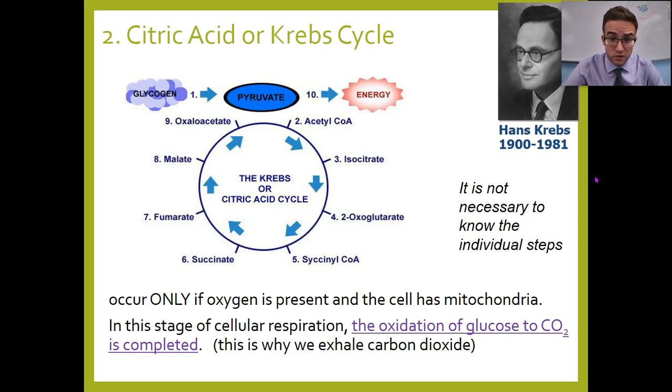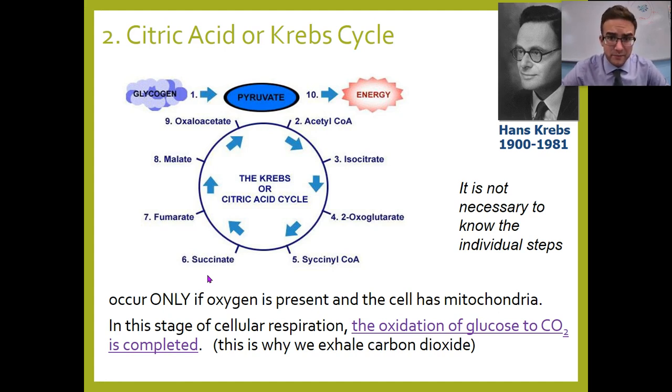So the Krebs cycle is the next step after glycolysis. After glycolysis, we have pyruvate that's made from glycolysis. That pyruvate is going to enter into the matrix of the mitochondria, where it's going to go through the Krebs cycle. The Krebs cycle is named after Hans Krebs. He was a German scientist who discovered the cycle. He actually won the Nobel Prize for it in 1953.